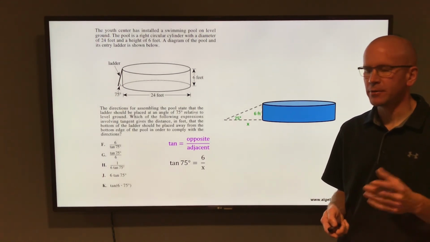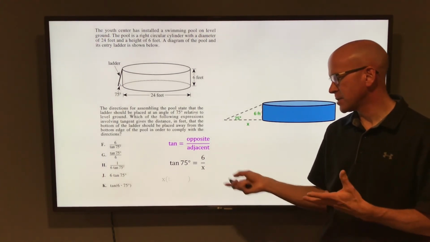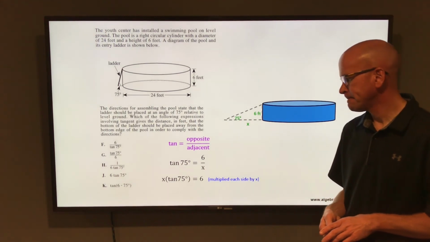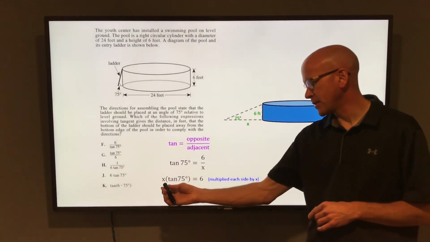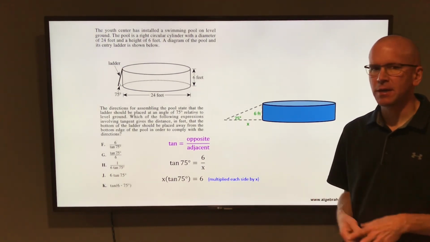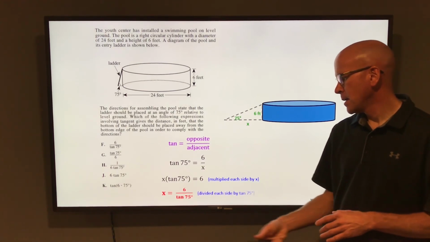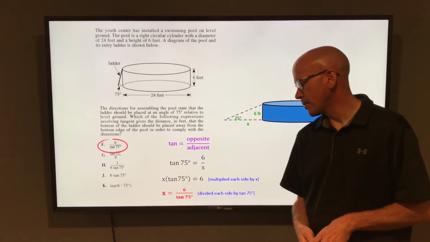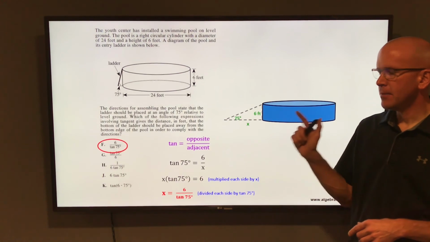There are a couple ways you can do it. One way is you could just multiply both sides by X. You'd have X times the tangent of 75 is equal to 6, and then divide each side by the tangent of 75. You'd have X equals 6 over the tangent of 75, and that is letter F.